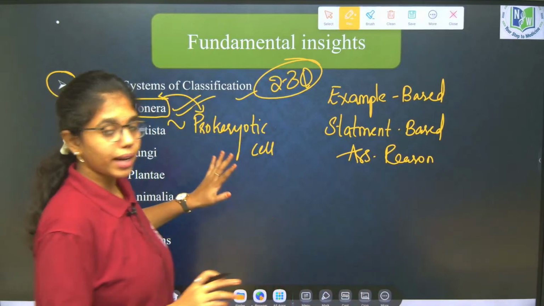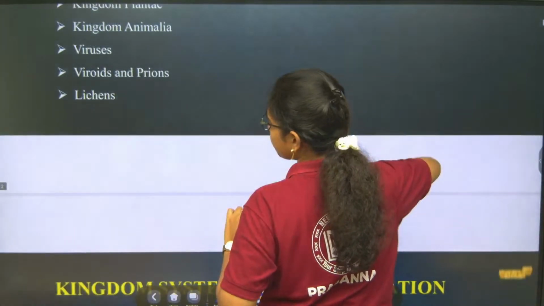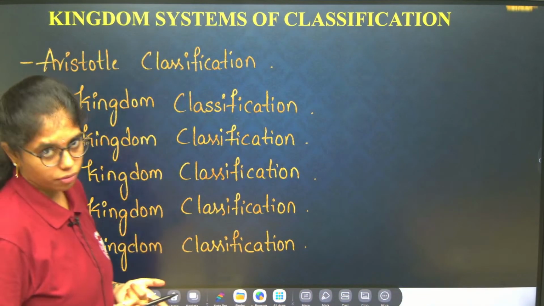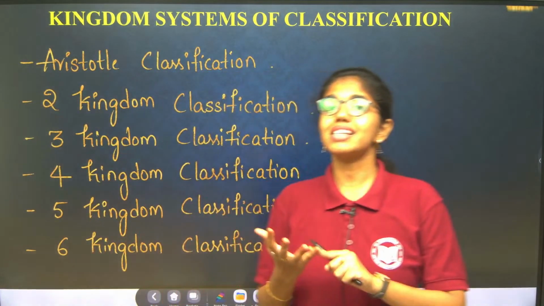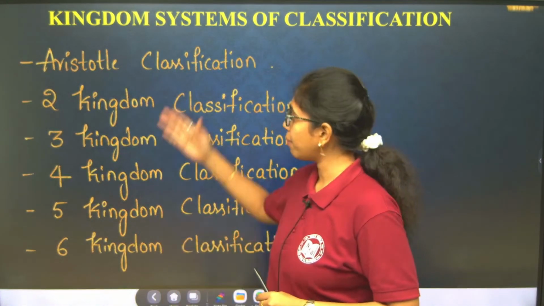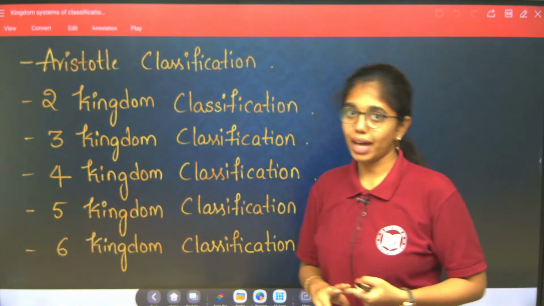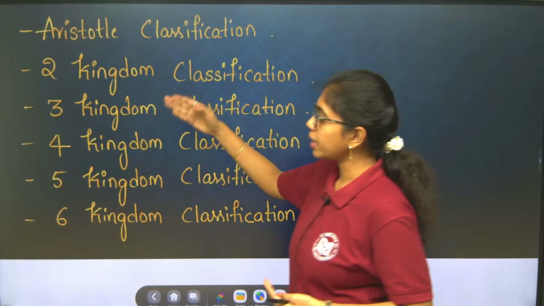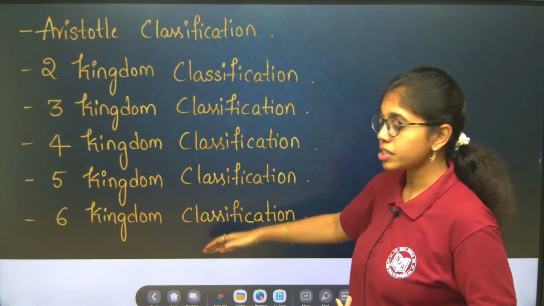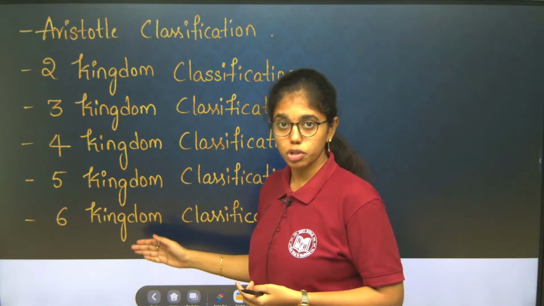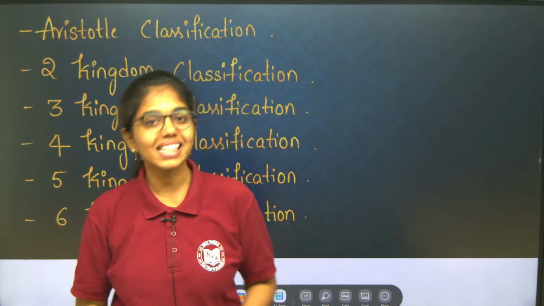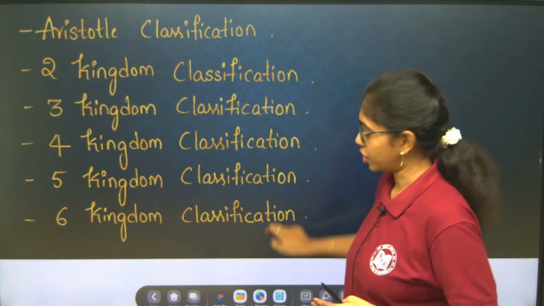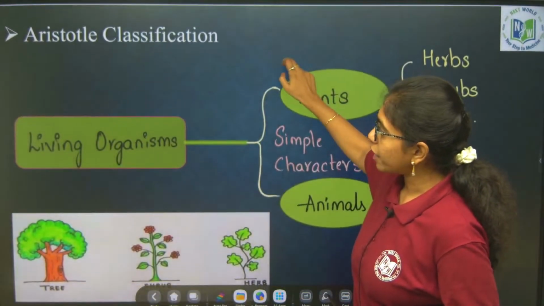So this is clear to you, right beta? Let's get started. Looking into the kingdom systems of classification, the first scientific method of classification is given by Aristotle. First we look into Aristotle's classification, and then the 2 kingdom, 3 kingdom, 4 kingdom, 5 kingdom and 6 kingdom systems. Of all these, the most widely accepted system of classification is Whittaker's 5 kingdom system. So first let us look into Aristotle's classification.